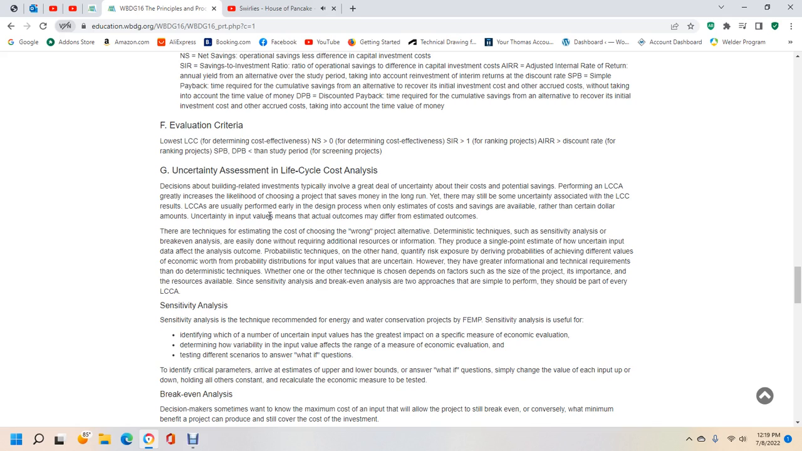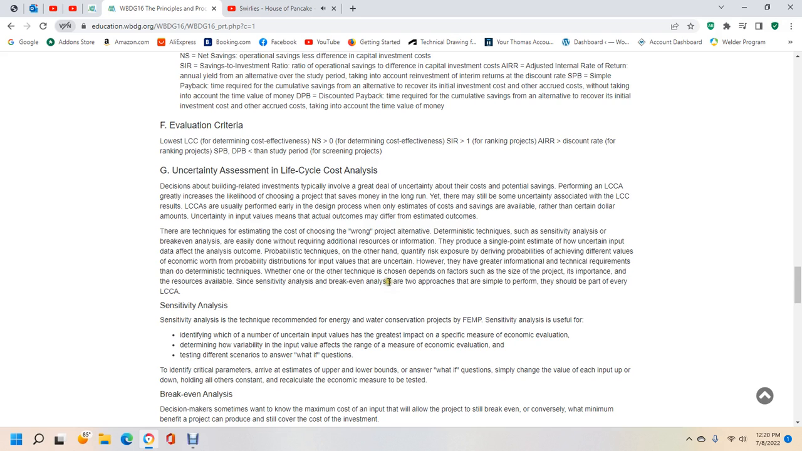Choosing the wrong project alternative can be avoided with different techniques. Deterministic techniques such as sensitivity analysis and break-even analysis are easily done without requiring additional resources or information, producing a single point estimate of how uncertain input data affects the analysis outcome. Probabilistic techniques, on the other hand, quantify the risks, providing probabilities of achieving different values of the economic worth or the probability of exceeding uncertain input values. However, they require greater information and technical expertise. Whether one technique or the other is chosen depends on factors inside the project, its importance, and the resources available.